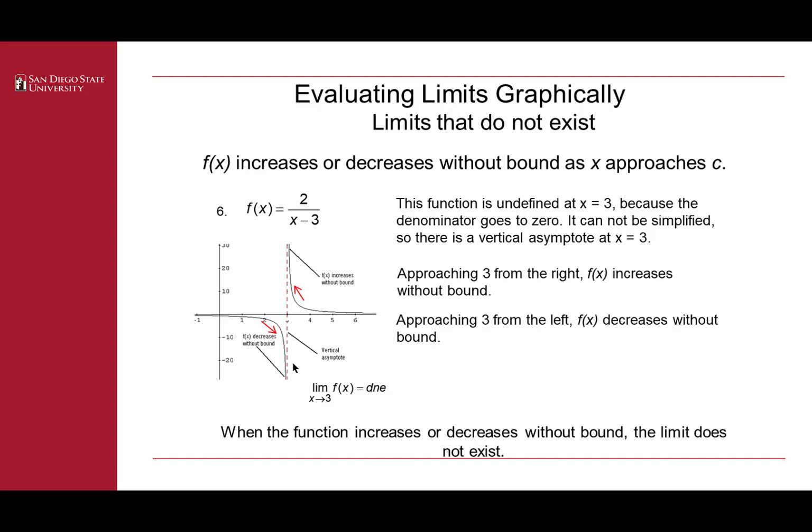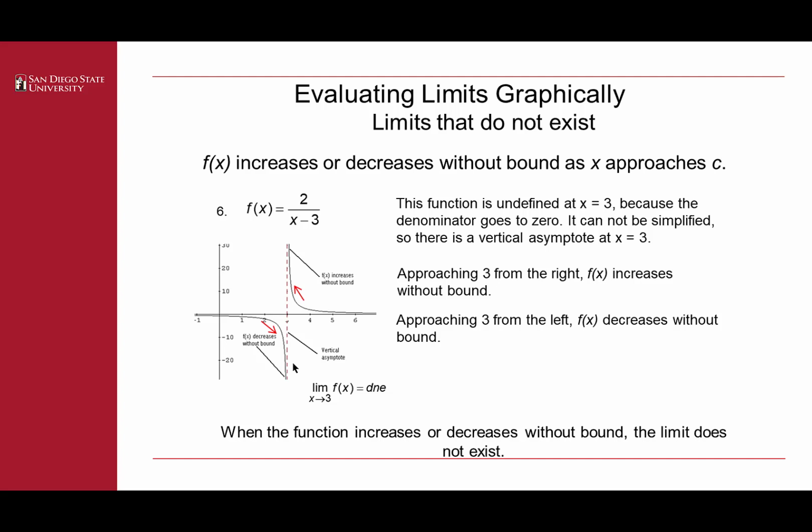Now we will see an example for the second case, and the second case is f of x increases or decreases without bound as x approaches c. So in this case, the limit does not exist either. The given function is f of x equals 2 over x minus 3. As you already noticed, this function is undefined at x equals 3 because the denominator goes to 0. It also cannot be simplified. There is no factor option here. So there is a vertical asymptote at x equals 3.